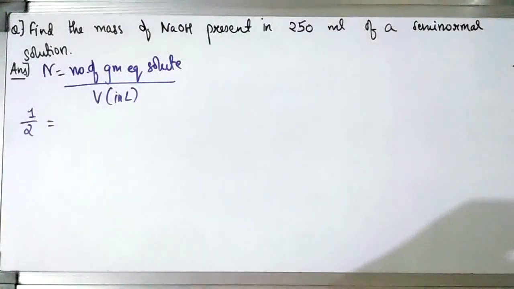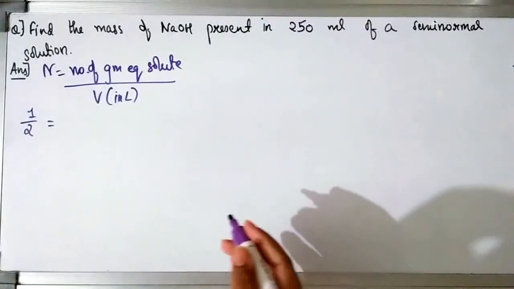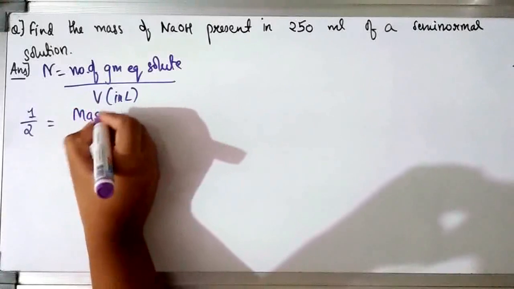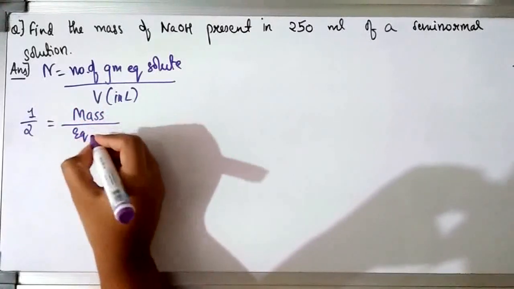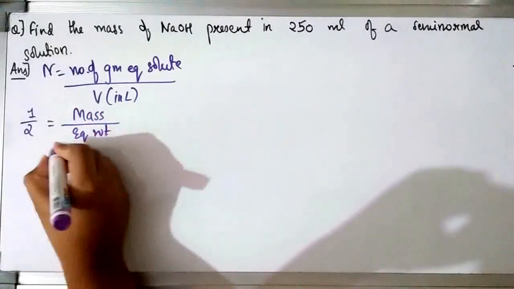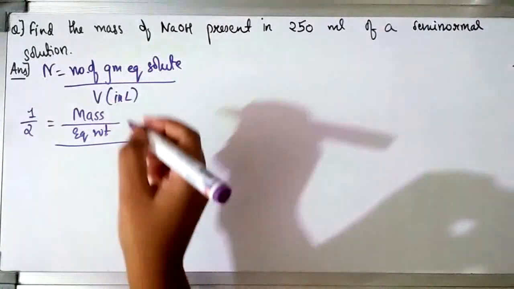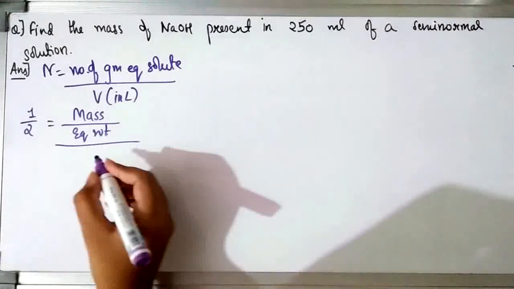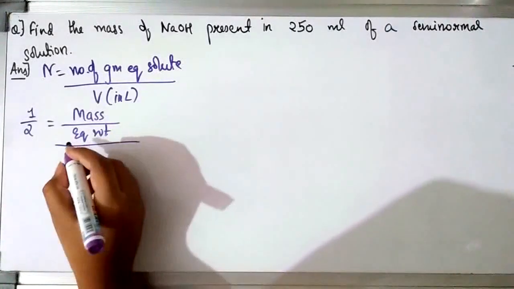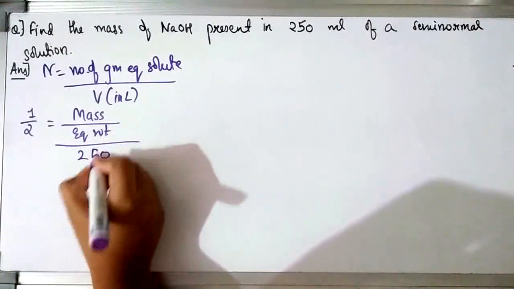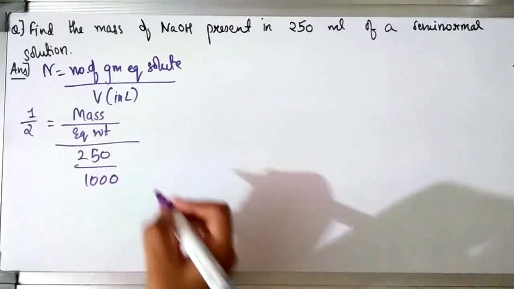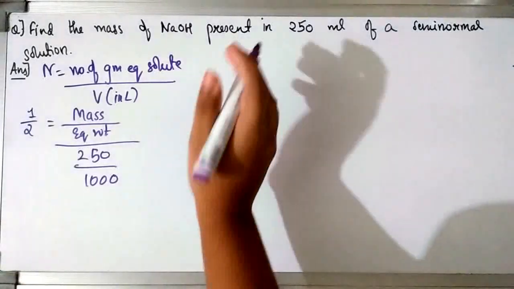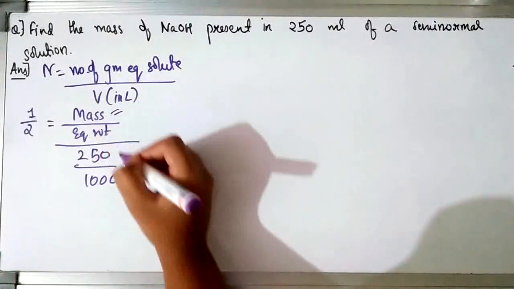Now in place of gram equivalents, we can write the formula of gram equivalents, where the number of gram equivalents is equal to the mass given upon equivalent weight. The volume of solution here, which is given to us, is 250 upon 1000. Now in this question we need to find the mass.